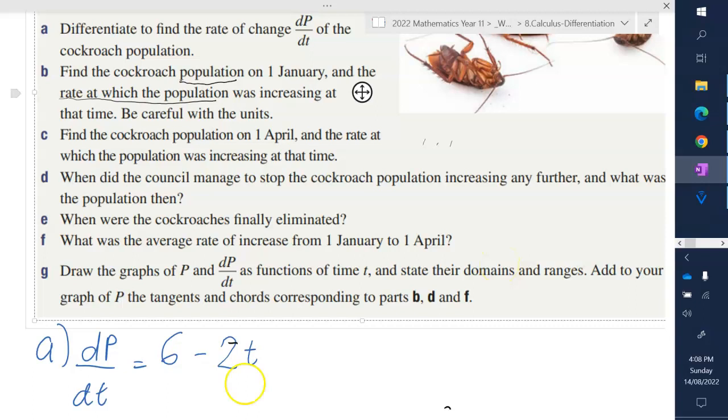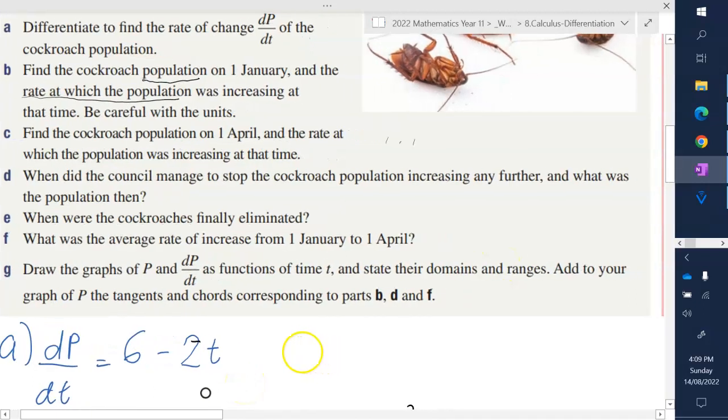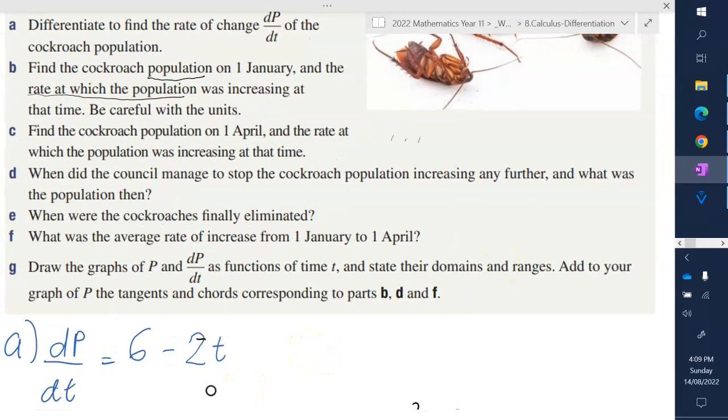Part D says, when did the council manage to stop the cockroach population increasing any further? And what was the population then?